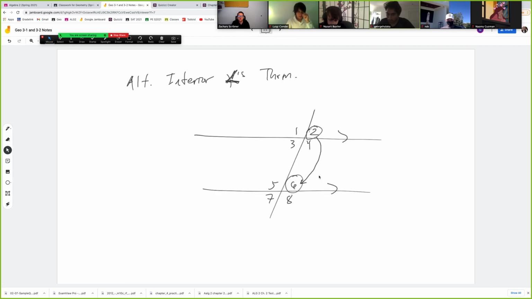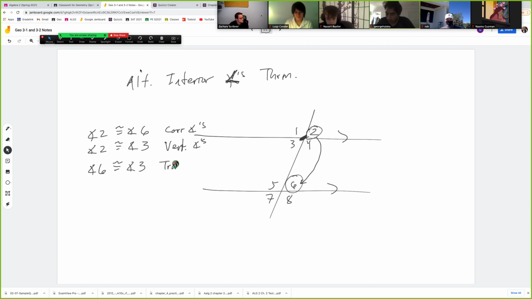All right? Now, if 2 is congruent to 6, and we know that 2 is congruent to 3, right? Angle 2 is congruent to angle 6, right? Because of corresponding angles. All right? Then we can say 2 is congruent to 3. Why? Because of vertical angles, right? 2 and 3 are vertical angles. Then we can say 6 is congruent to 3 because of, my gosh, I'm blanking on the law, on the transitive.